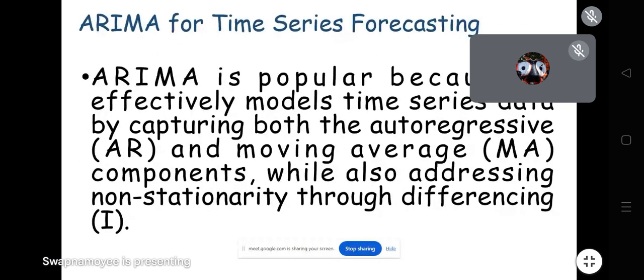Now, what is ARIMA? ARIMA is a very popular technique in time series analysis because it has the capacity to capture both the auto-regressive component of a time series as well as the moving average component of the time series. Now, what does it mean? What do you mean by auto-regressive? Now, see this data.